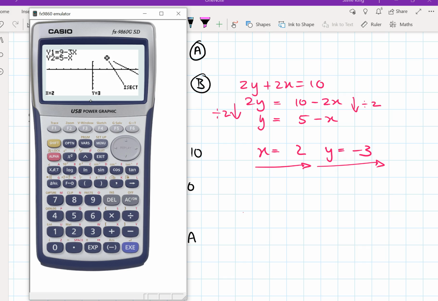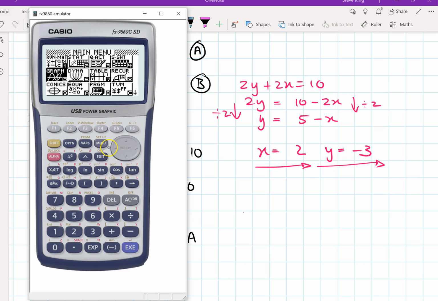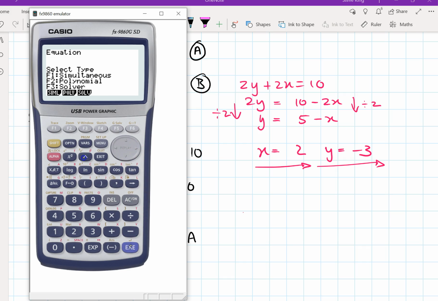I've gone and shown what I've done on the calculator. I found the intersection of two graphs, but I can also go and do it using another function on the calculator. If we go back to the menu and I go and find the equation section, which is this one over here. So I'm just going to navigate across and go down to the equation section, and I'm going to look at trying to solve simultaneously. So I need to press F1 because that goes to the simultaneous solver function.